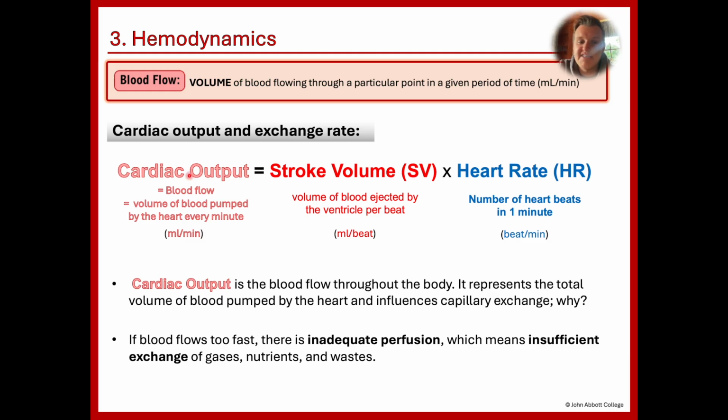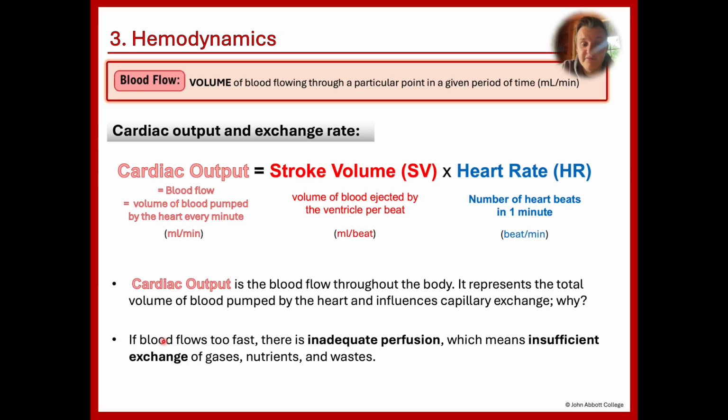So that's the idea of flow. Flow could be affected by the strength of contraction of the heart or by how fast the heart is going. Both of them would influence your flow, your cardiac output. So cardiac output is the blood flow through the body. It represents the total volume of blood that's pumped by the heart, and it influences capillary exchange. Why does that influence capillary exchange?